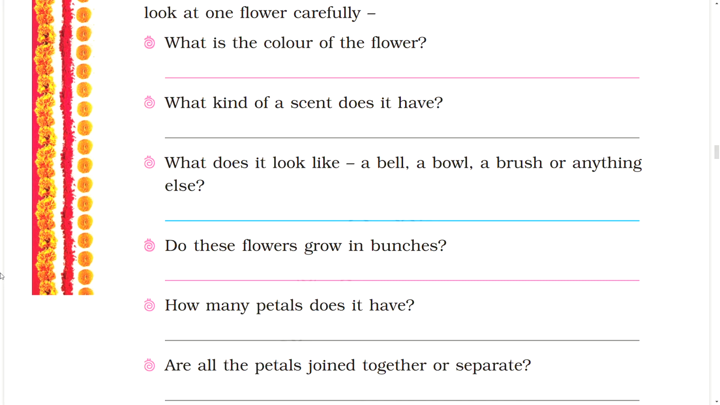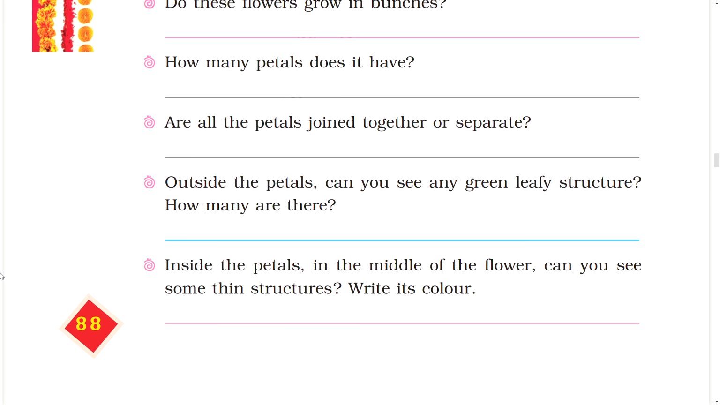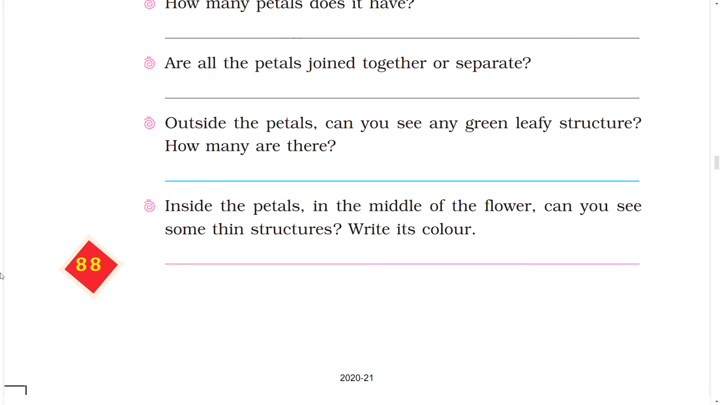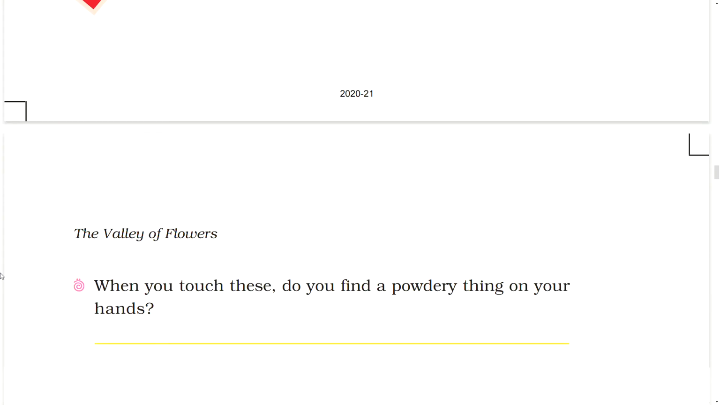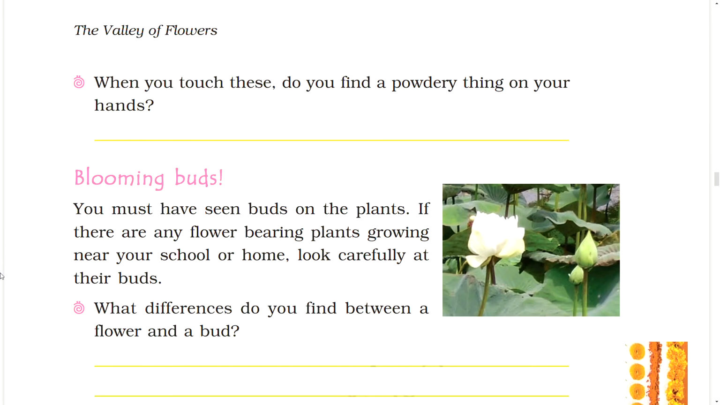Do these flowers grow in bunches? How many petals does it have? Are all the petals joined together or separate? Outside the petals, can you see any green leafy structure? How many are there? Inside the petals, in the middle of the flower, can you see some thin structures? Write its color. Comment this. When you touch this, do you find a powdery thing on your hands? Comment this.